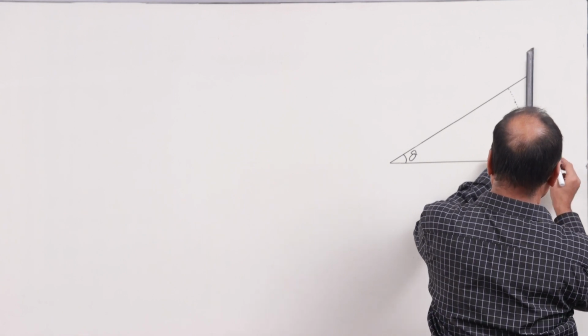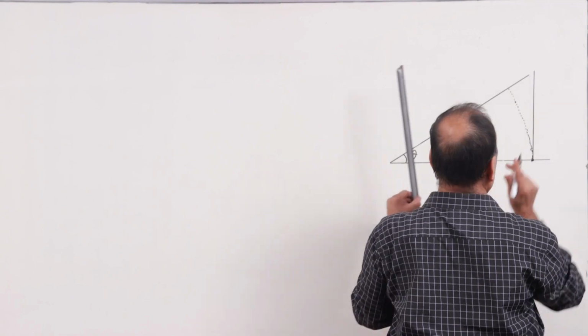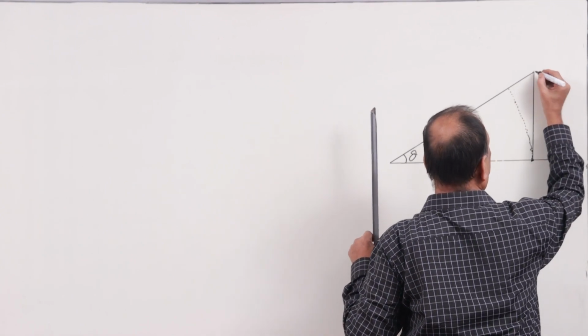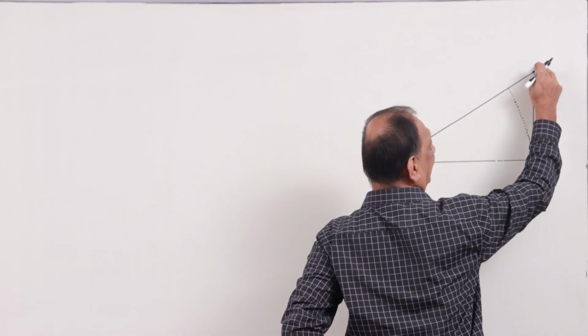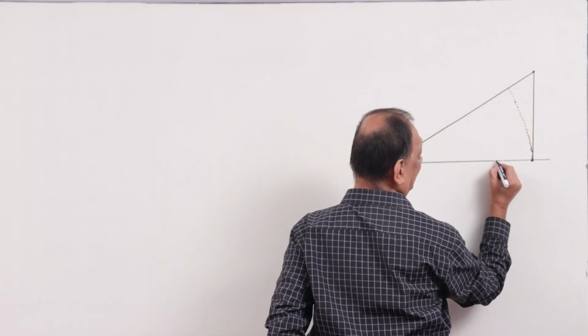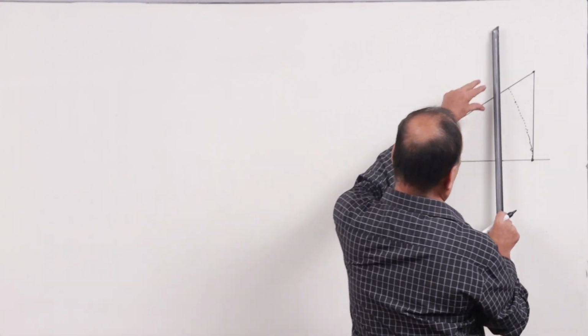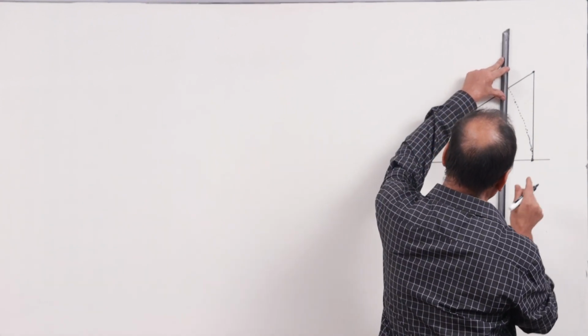I showed you earlier how we defined tangent. So it would have travelled up till here, but it actually travelled like this towards the center, some distance. And the sine value will be the perpendicular.